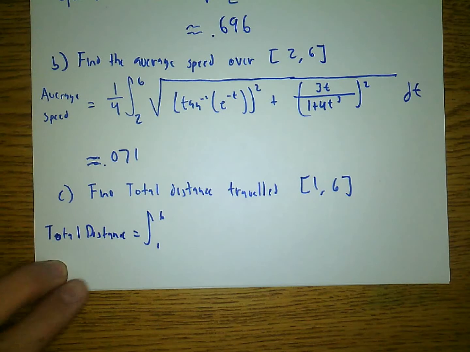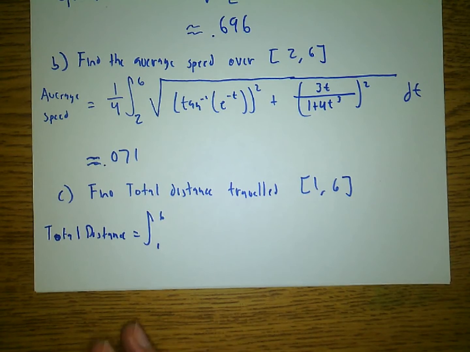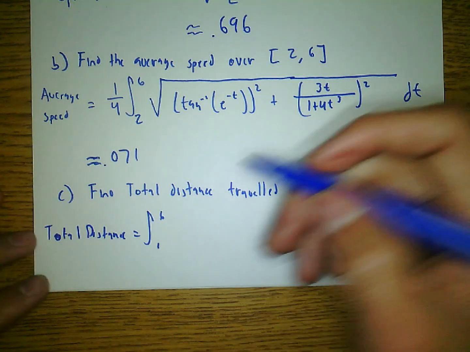You have to make sure it's all positive. But remember, we talked about this. If you're not dealing with vectors, then you just do the absolute value. But since you are dealing with vectors, finding the total distance is doing the integral of what? The speed. So it'll already be positive.